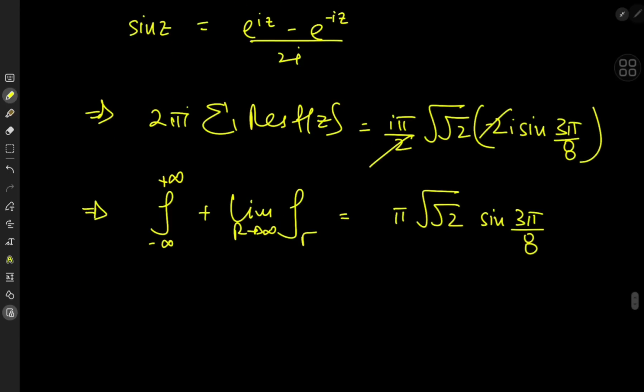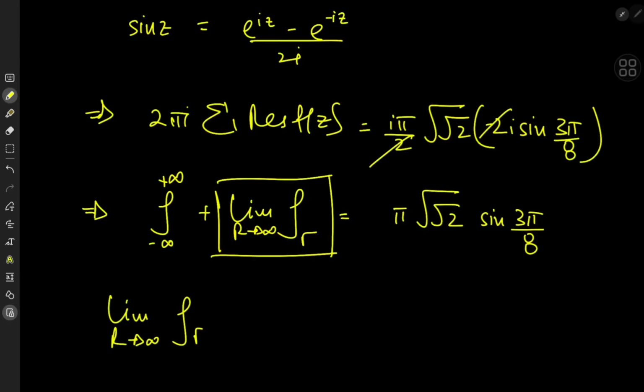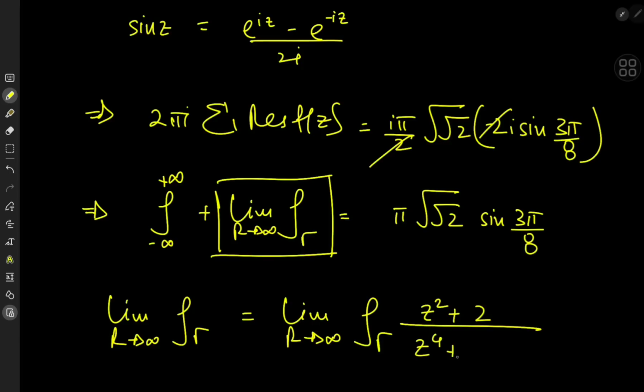Now, this integral here is what I want to turn my attention to. The limit as r tends to infinity of the integral over gamma, I'm going to do this very quickly, equals the limit as r tends to infinity of the integral over gamma of z squared plus 2 up top, and we have z to the 4th power plus 2z squared plus 2, integration with respect to z.